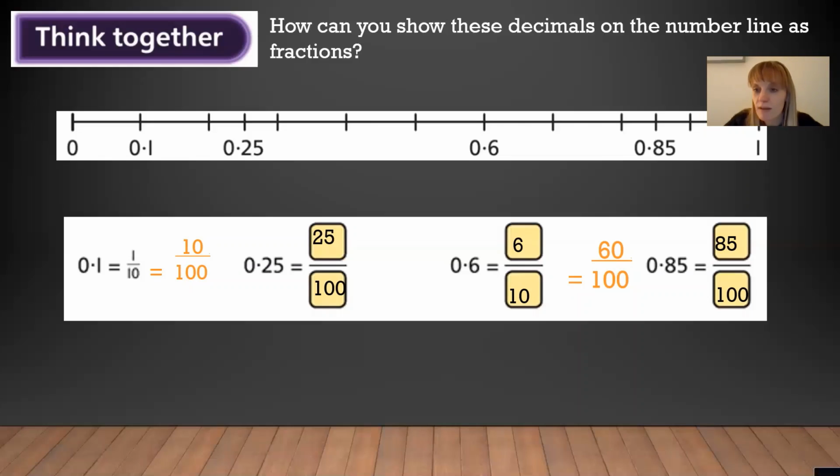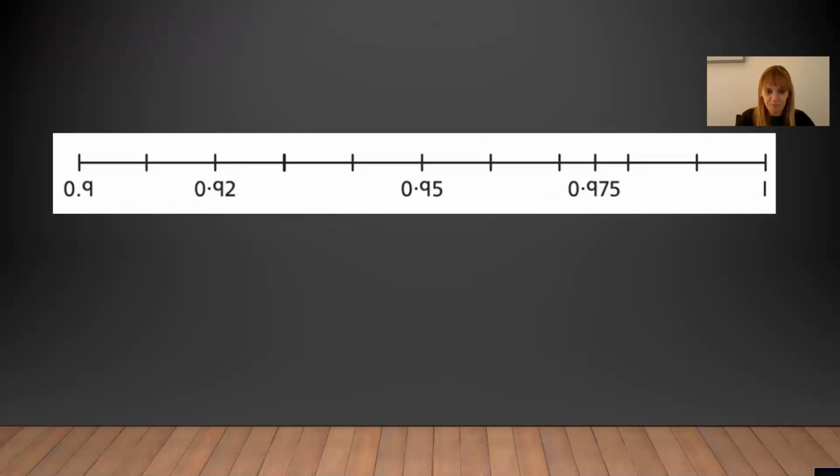Now, because their denominators are all the same, I can just think, well, 6/10 is the, sorry, no, I'm looking at it in the wrong one. 10 hundredths is my smallest, so 0.1 would come first on my number line. Then I've got 25 hundredths, which would come next, 60 hundredths, and then 85 hundredths. And you can look at where they might fall on that number line carefully.